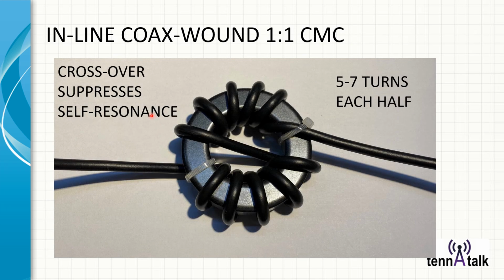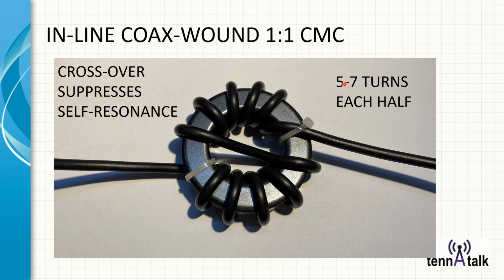So let's take a look at a very popular CMC. It's the inline coax wound one-to-one CMC. The crossover here suppresses self-resonance, is what they say. But really, in practicality, all it does is let you bring the incoming coax and the outgoing coax on opposite sides, making it easier to use in an inline configuration.